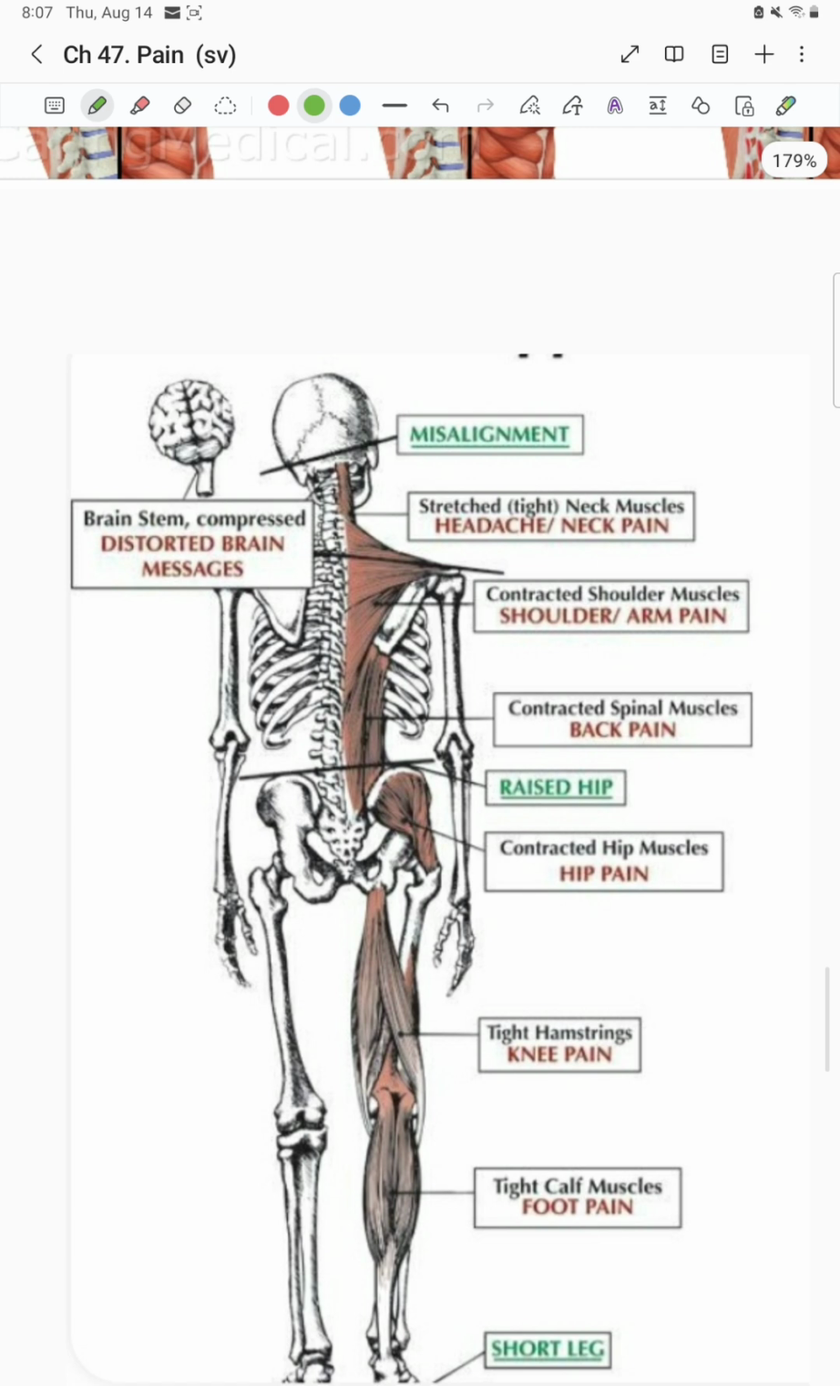This abnormal bombardment, once the skull and the shoulders and the hips are out of alignment, pulling on the spinal column, causes this overstretching and this overcontraction of muscles, which can contribute to back pain and hip pain and knee pain and foot pain.